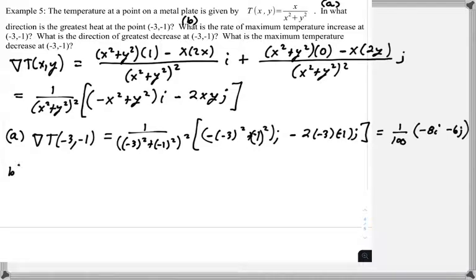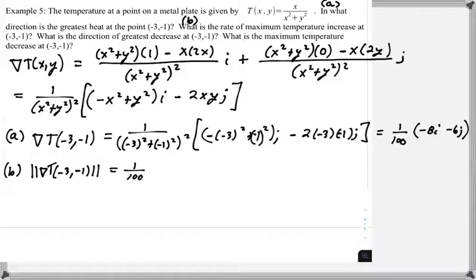Now part B is what is the maximum increase, and so we just need to find the magnitude of the gradient, the vector that we just found. We're missing the T here, so we're finding the gradient of T at this point.